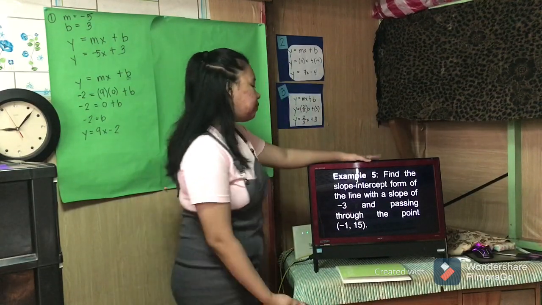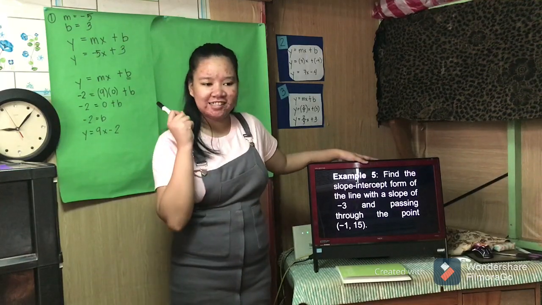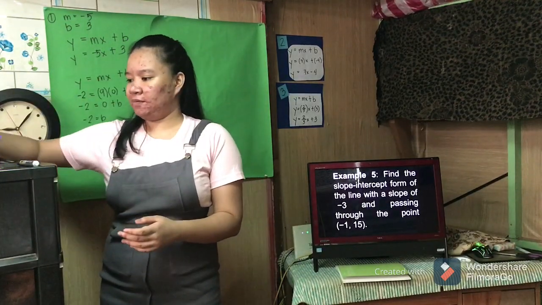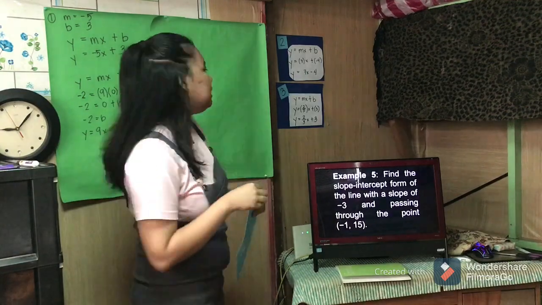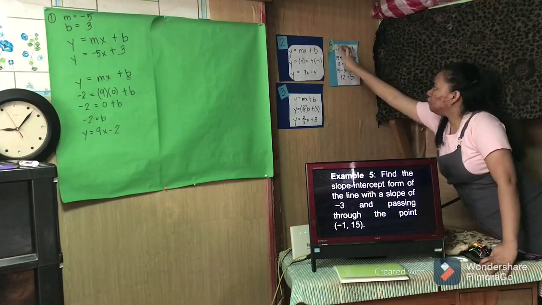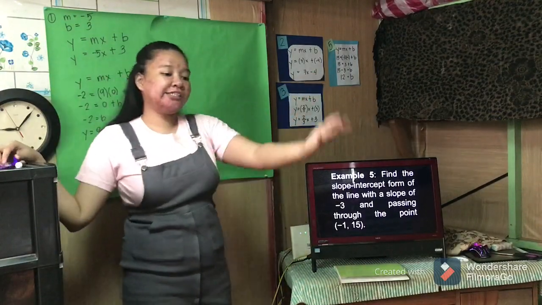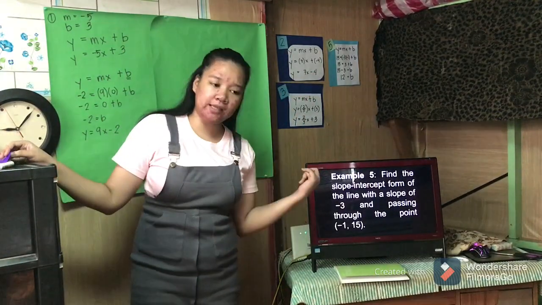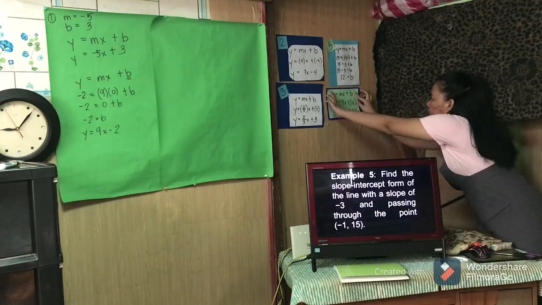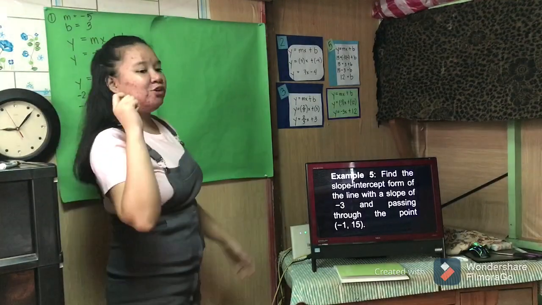Example 5. Find the slope-intercept form of the line with a slope of -3 and passing through the point (-1, 15). Who wants to try? Yes, Wally. Yes, first we need to find the y-intercept. After finding the y-intercept, which is the answer of your classmate, 12, all we need to do is substitute it into the equation y equals mx plus b, and we got y equals -3x plus 12. Very good.